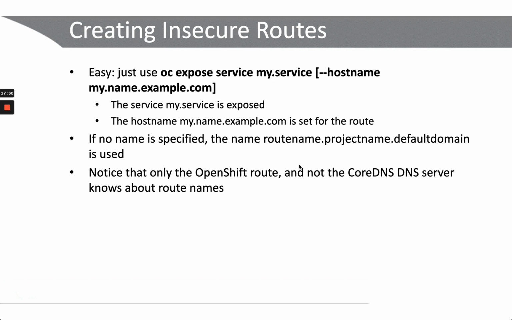CoreDNS is internal to OpenShift, and in internal OpenShift, service names are used to communicate between the different services. Routes are for external accessibility, and that means that these route names are really internet-facing. Let's have a quick look.